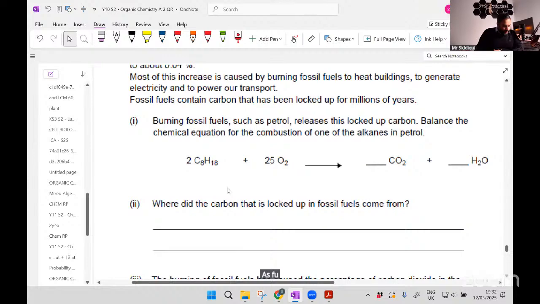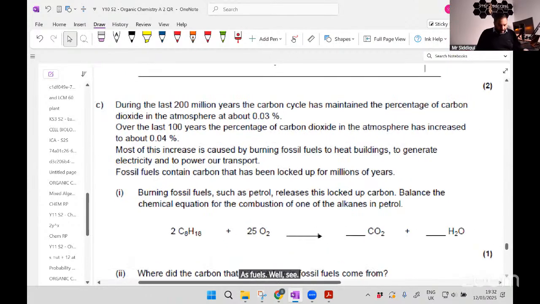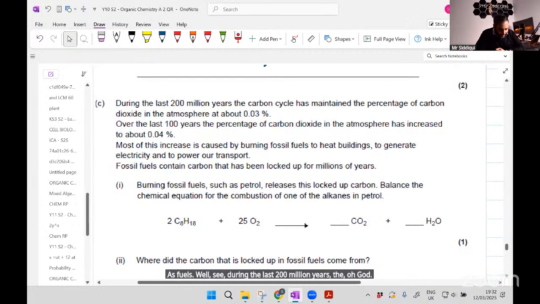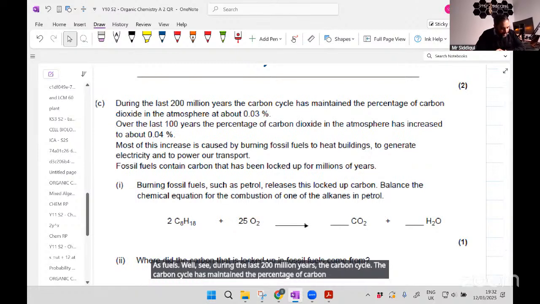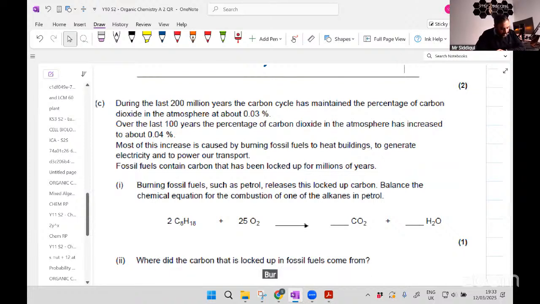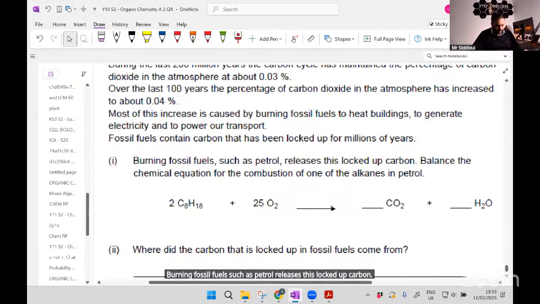Part C: during the last 200 million years, the carbon cycle has maintained the percentage of carbon dioxide in the atmosphere at about 0.03%. Over the last 100 years, it has increased to about 0.04%. This is mainly caused by burning fossil fuels. We should know all this. Burning fossil fuels, such as petrol, releases this locked up carbon. Balance the chemical equation.